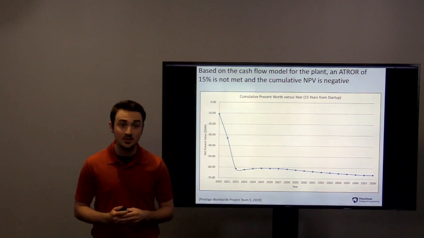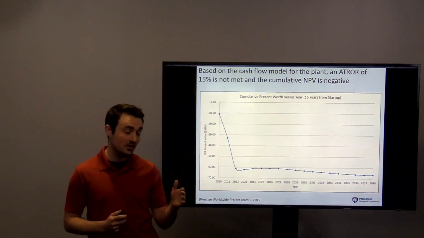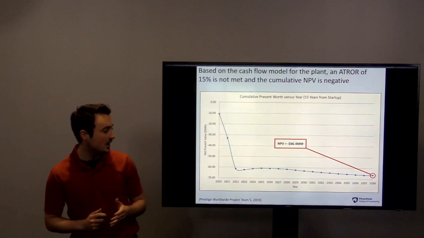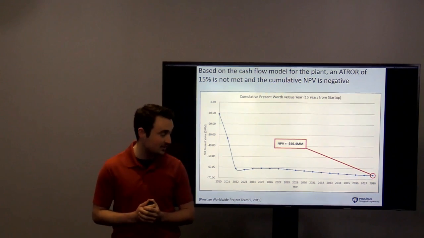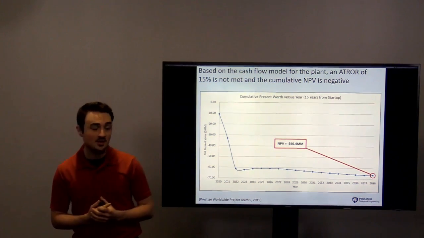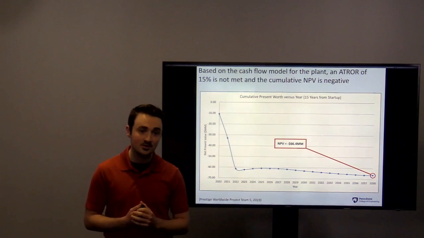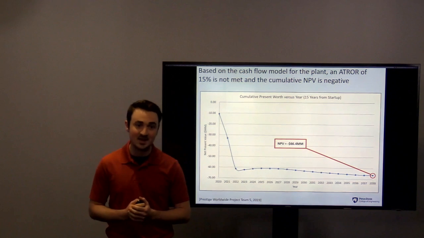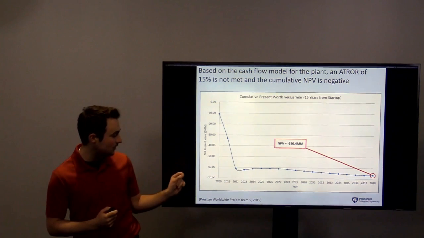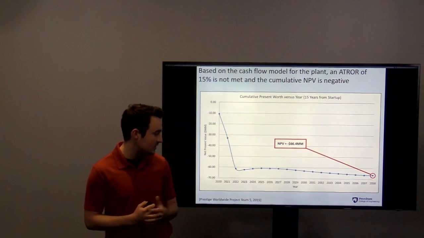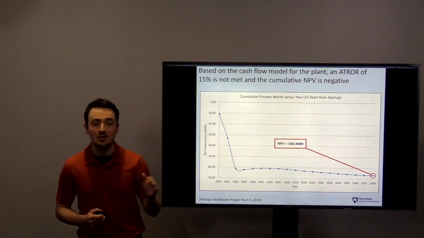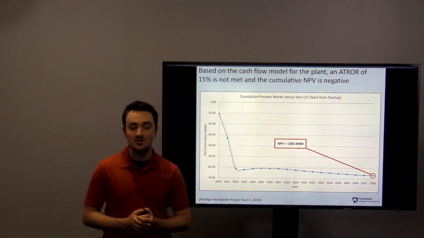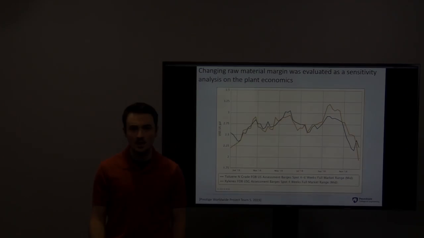Based on that, the cumulative present worth over all the years of the plant was plotted here, and you can see that at the end of our plant, which our wrap-up is in 2038, our net present value is about negative $66.4 million. So you can see that based on the graph before of after-tax cash flow, we do have a slight increase in our cumulative present worth in 2024 and 2025. However, it's a steadily decreasing trend after that due to the negative cash flow.